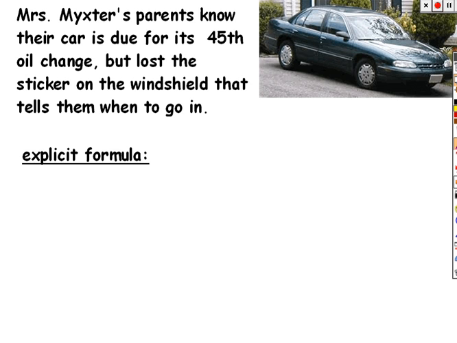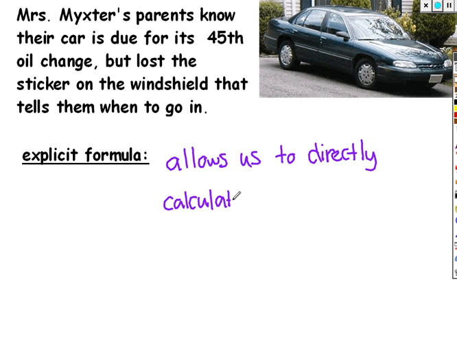So that brings us to the explicit formula. The explicit formula allows us to directly calculate any term. And I'll call that just in general the nth term. Meaning, if I want to find the 45th term, I don't have to rely on the 44th term or the previous term like I do in the recursive formula. So now the question is, well, what is the explicit formula? What does that look like for an arithmetic sequence?